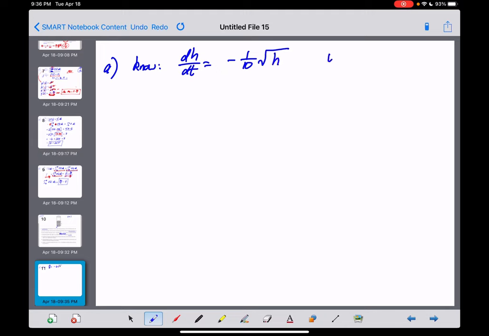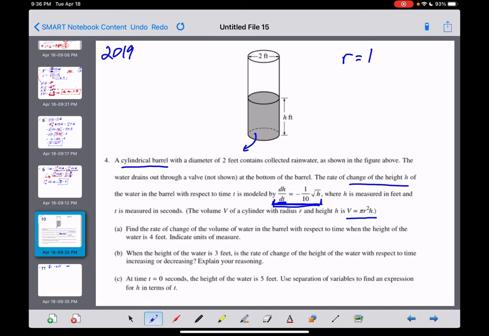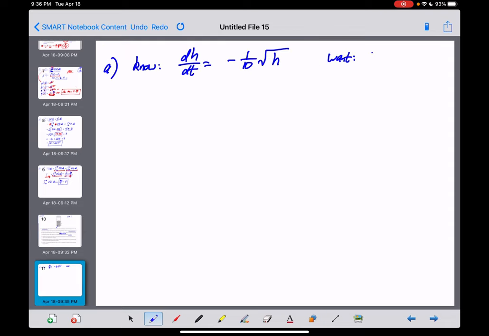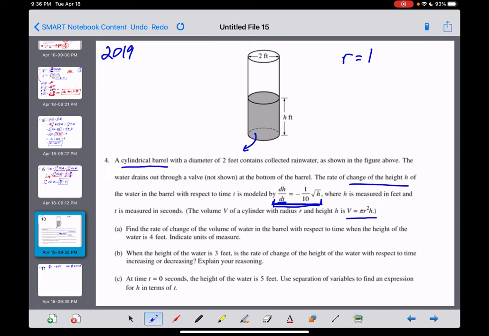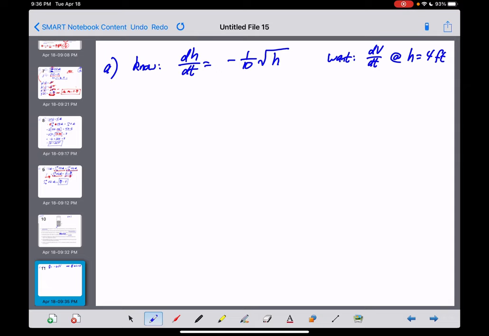And the derivative we want to know: find the rate of change of the volume of the water in the barrel at the time when the height is 4 feet. So we want the derivative of volume with respect to t at the moment when h is equal to 4 feet. Indicate units of measure. All right, so what we need, everybody, is an equation that relates height with volume. And that's the volume equation they gave us, that volume is equal to pi r squared multiplied by h.